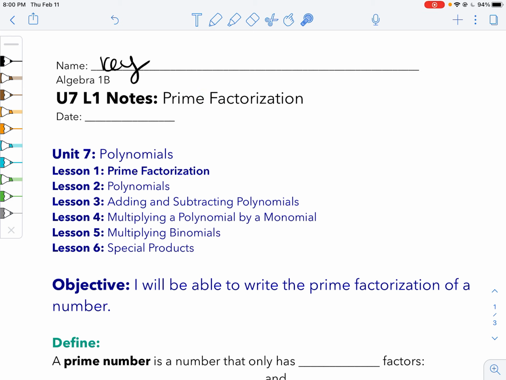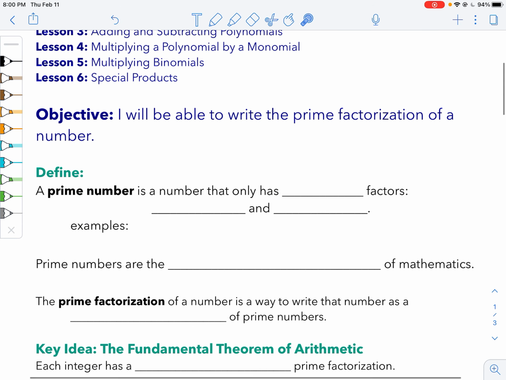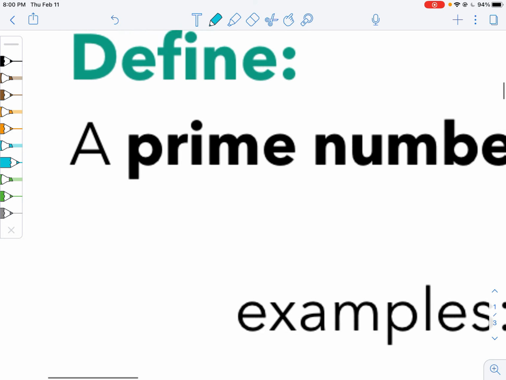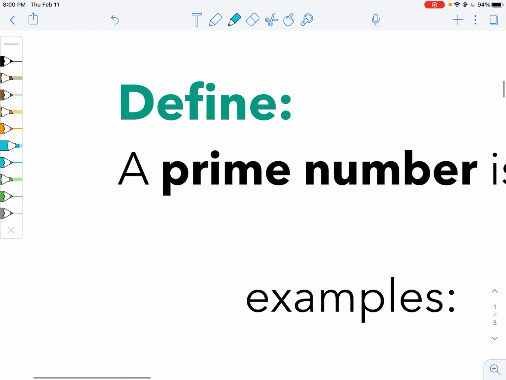By the end of the day, you will be able to write the prime factorization of a number. Prime factorization is just listing factors that are prime. Now, a prime number only has two factors. The first factor is going to be 1, and the other number is going to be itself. They're called prime because they're the best.